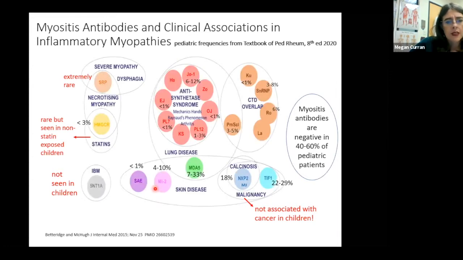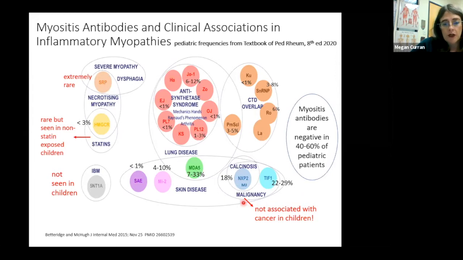Okay, so this slide is a diagram that shows the various antibodies that are associated with myositis and some of the symptoms that go along with those antibodies. So the most common ones in kids are TIF1 gamma, which is also known as P150-140, and NXP2 antibodies, also known as MJ antibodies. So these are present in about 20 to 30% each of patients with juvenile dermatomyositis.